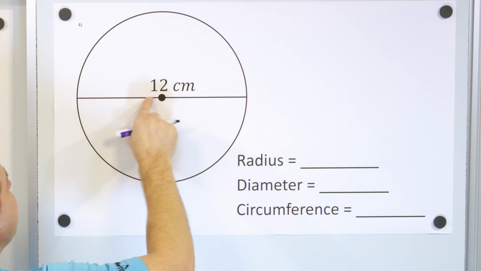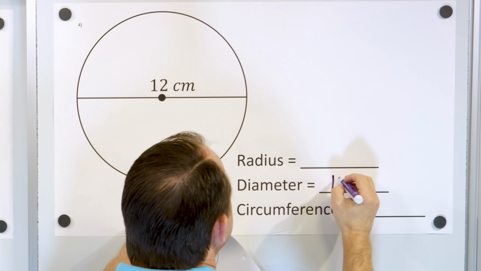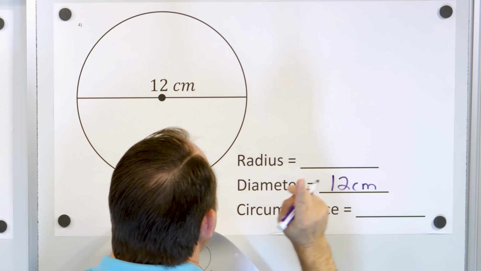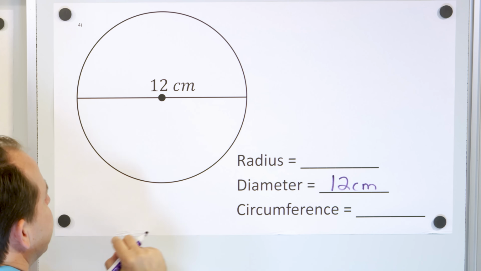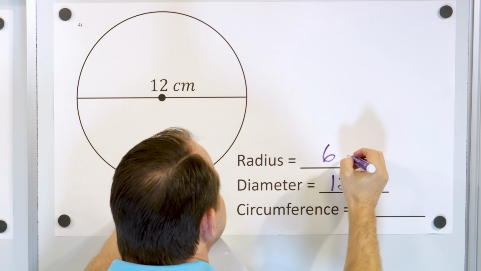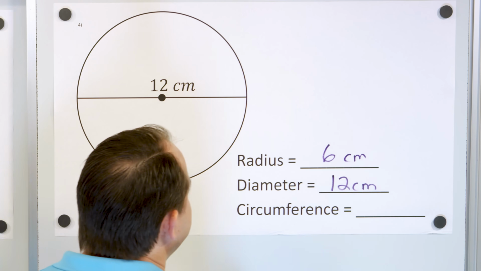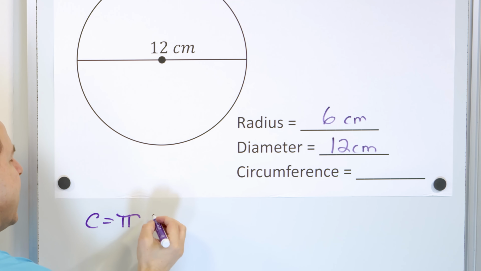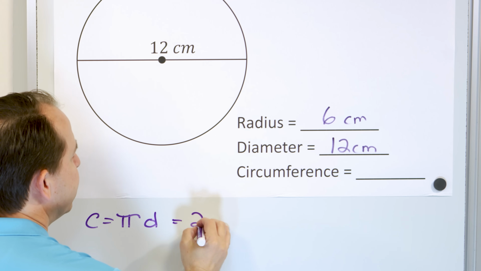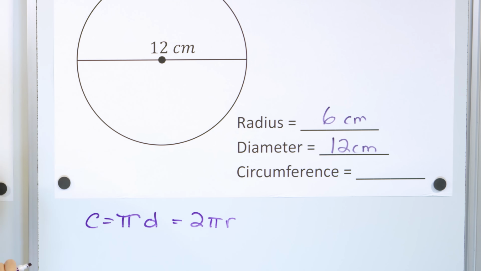Well, we already have the measurement all the way across, so the diameter is 12 centimeters. And we also know that the radius is just half of the diameter, so 12 divided by 2 is 6, and so the radius is 6 centimeters, always the same units. Now, what would be the circumference? The circumference is pi times the diameter, or you could write it as 2 times pi times r. It's exactly the same thing.